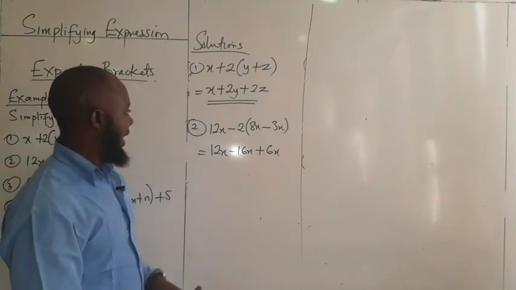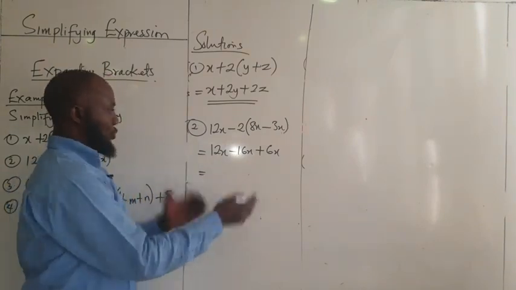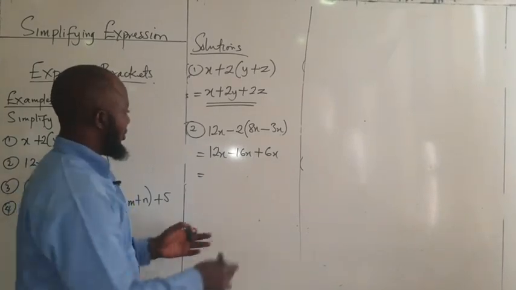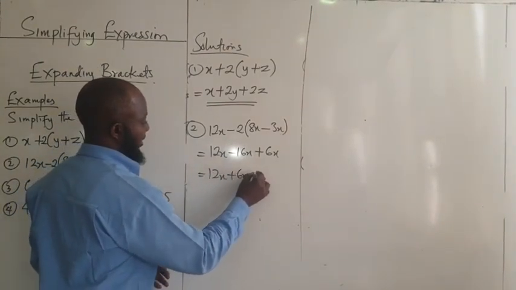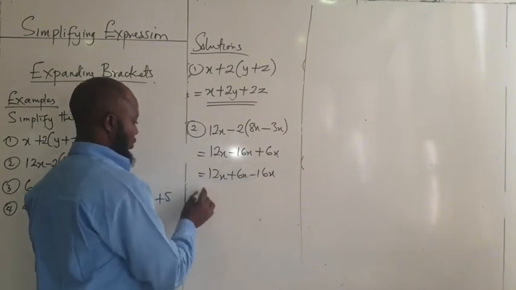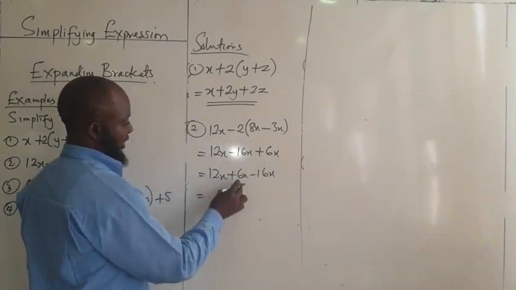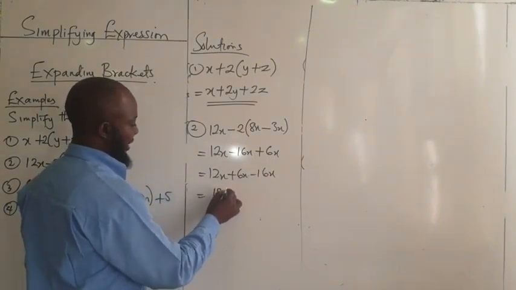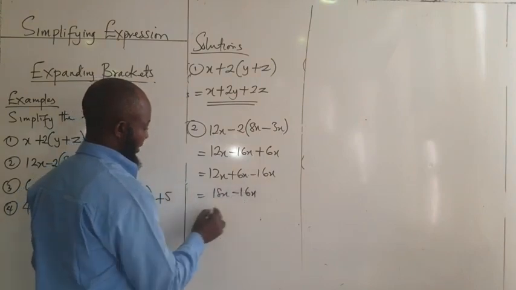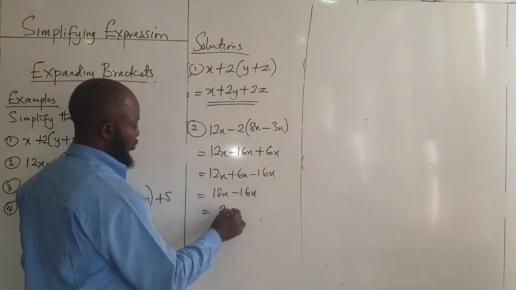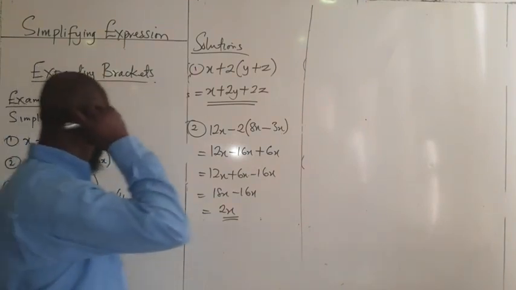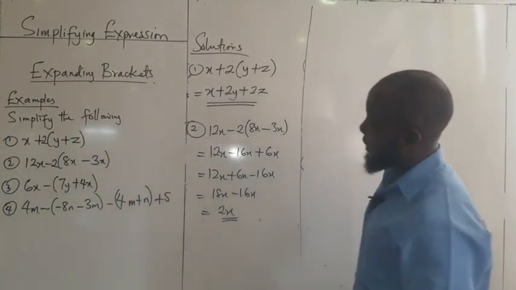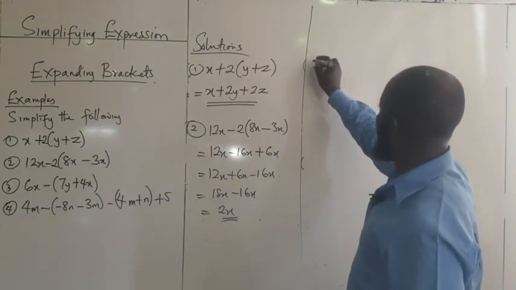The next stage is now to collect like terms. So that means 12x plus 6x minus 16x. So 12x plus 6x gives us 18x, minus 16x. So this will give us 2x. Am I making sense? If this is very clear to you, that is great. Then we go to question number 3.